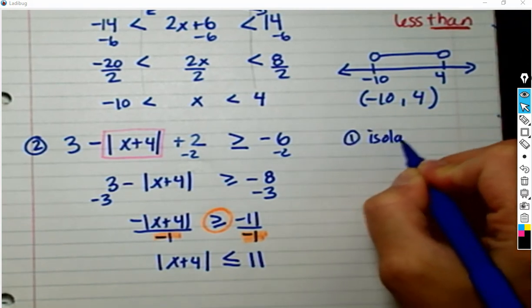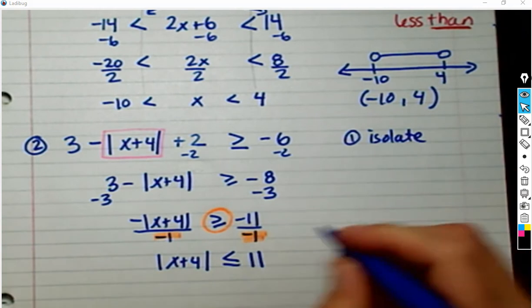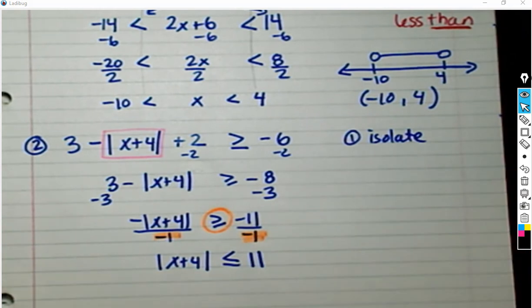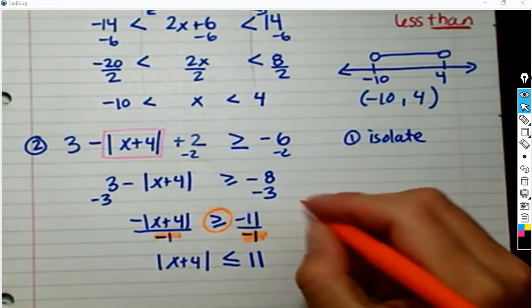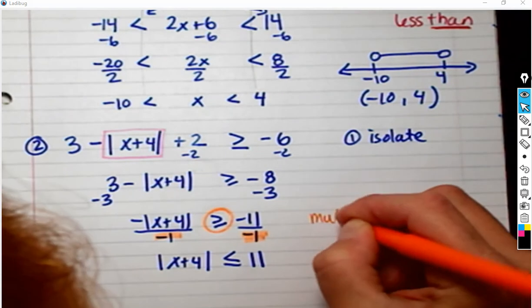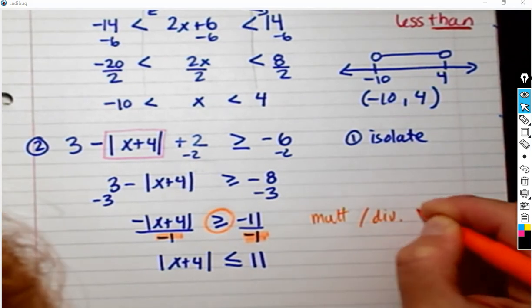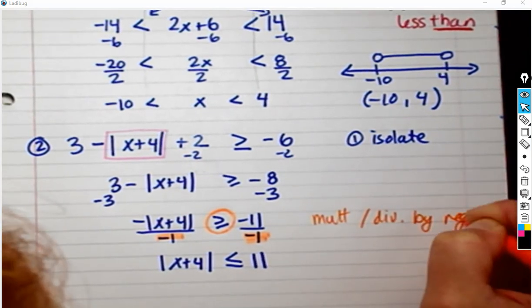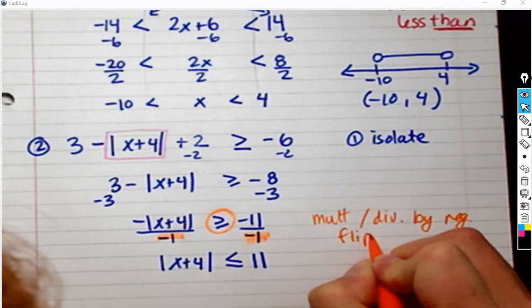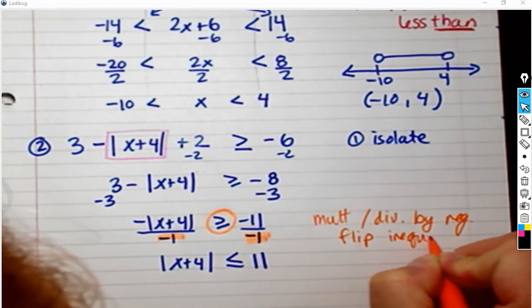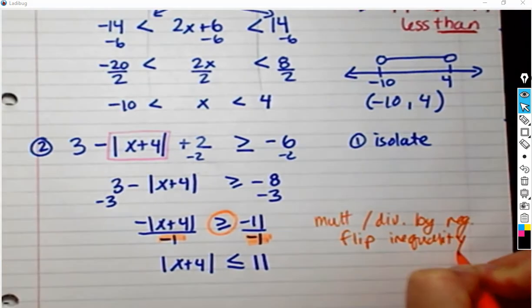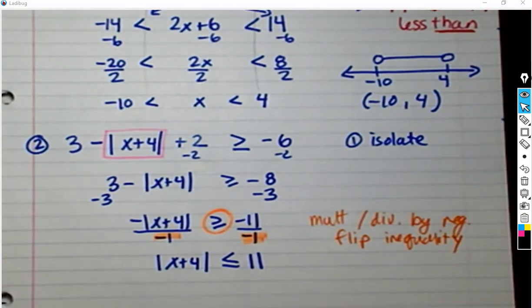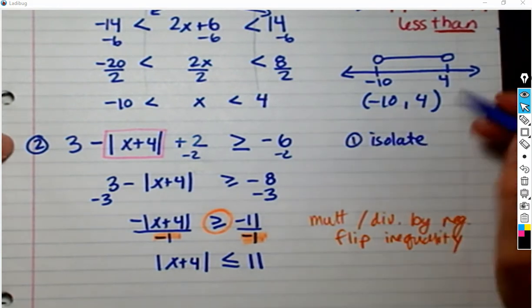Okay, so isolate. All right. Flip my inequality, right? I'm just making a little note to myself. Okay, multiply or divide by a negative, flip the inequality. It's just a little note. That's high five on that review knowledge. Okay. Isolate.